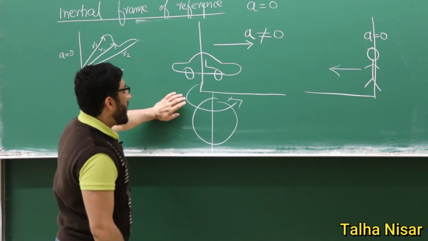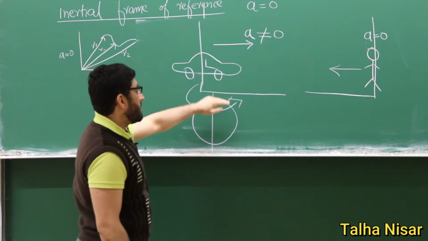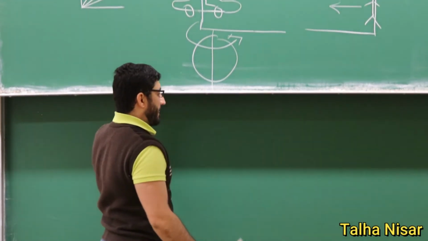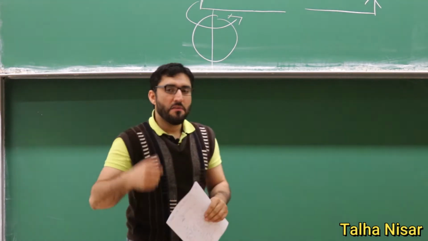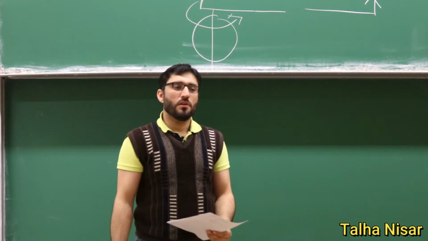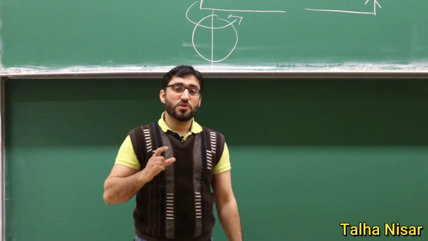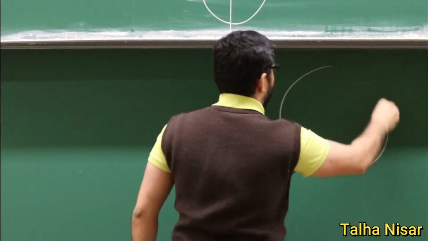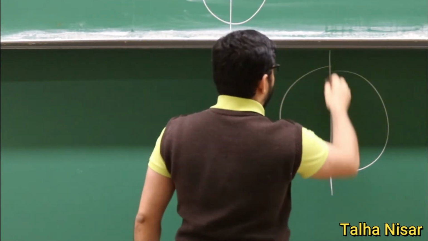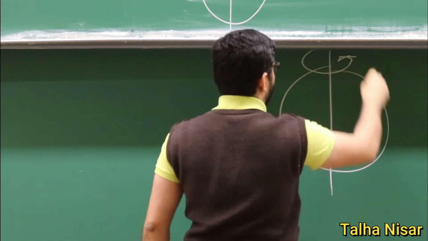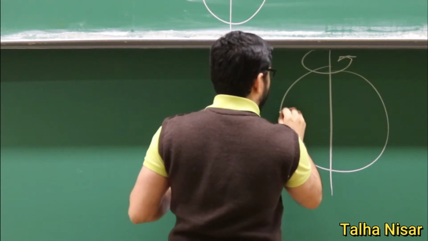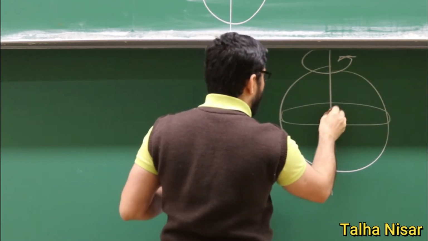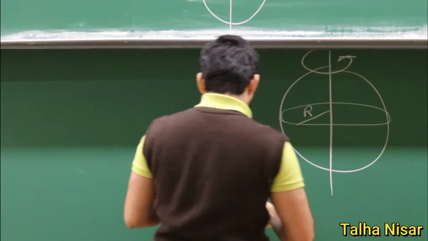Now we will see how much acceleration is produced because of the spin of the earth. Since everything that's happening around us is happening on the earth, we will see how much acceleration is produced because of the spinning of the earth. So this is the earth, and this is the axis of rotation, and the earth is spinning. For example, this is the equator, and this is R, the radius of the earth.